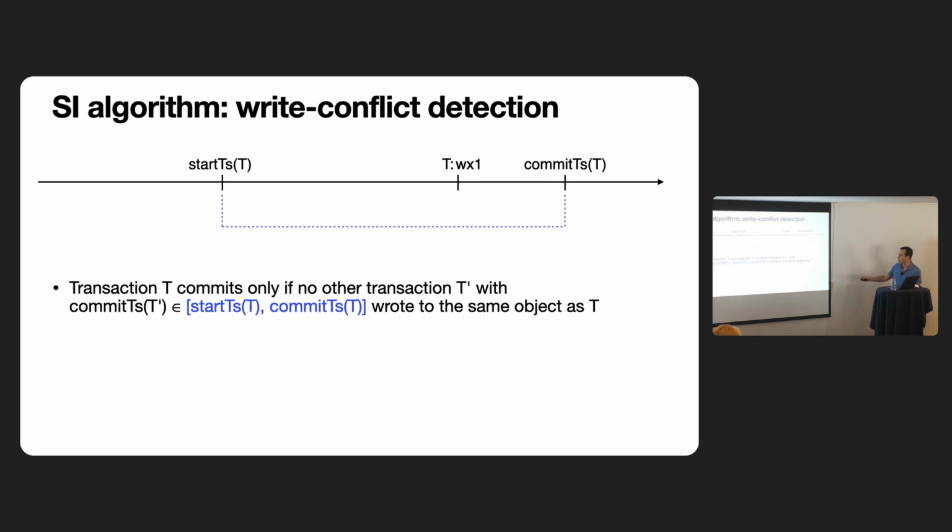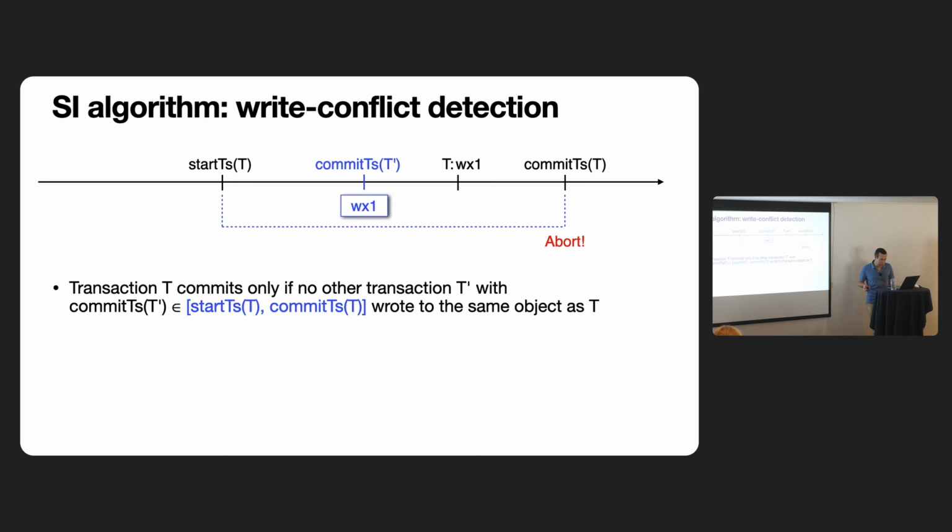And I need to see if there is another transaction that committed in this interval, whose commit timestamp falls into this interval, that also wrote to the same object that I wrote. Okay, so here I wrote X. I look at the lifetime of this transaction. If some transaction wrote to X already, I cannot commit. I will abort, right?